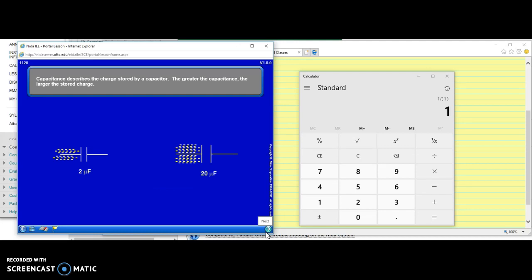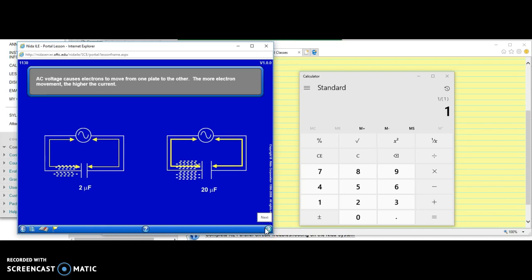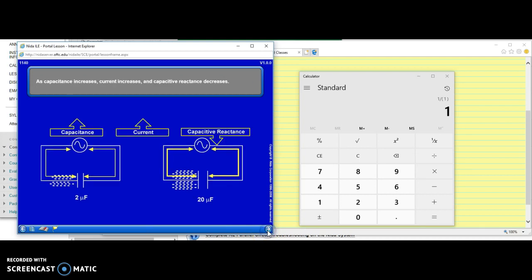Capacitance describes the charge stored by a capacitor. The greater the capacitance, the larger the stored charge. So the bigger the capacitor, the more it can store right here. AC voltage causes electrons to move from one plate to the other. The more electron movement, the higher the current, as we see. So if we're moving more electrons, we're going to have a higher current.